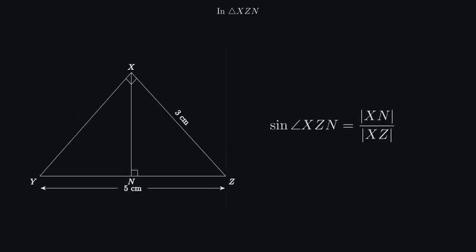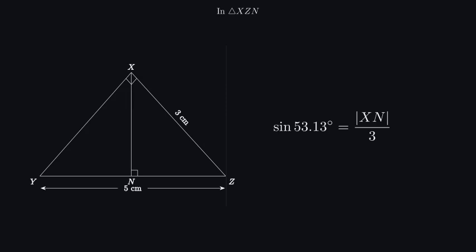Now use the smaller right-angled triangle, XNZ. The angle at Z is 53.13 degrees. The side opposite this angle is XN, and the hypotenuse is XZ. So again, we use sine because sine is opposite over hypotenuse. Substitute angle XZN equals 53.13 degrees, and XZ equals 3 centimeters. Multiply both sides by 3 to make XN the subject. Length of XN equals 3 sin of 53.13 degrees.